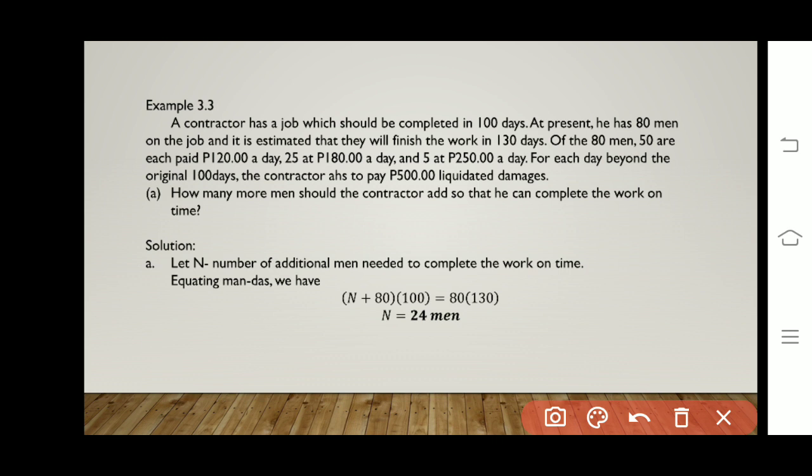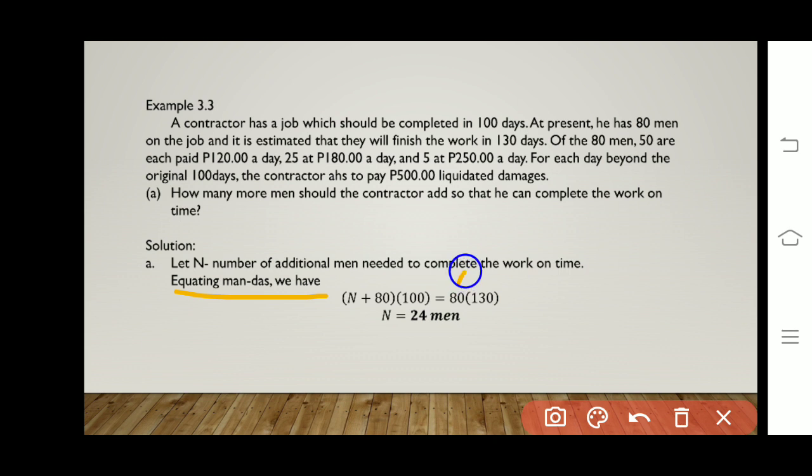So, for each day beyond the original 100 days, the contractor has to pay 500 pesos liquidated damage. So, kapag sumobra siya dun sa 100 days, yung per day na sobra niya, magbabayad siya ng 500 pesos. So, in question A, how many more men should the contractor add so that he can complete the work on time? So, ang gagawin lang natin dito is man days. Ibig sabihin, man times days.